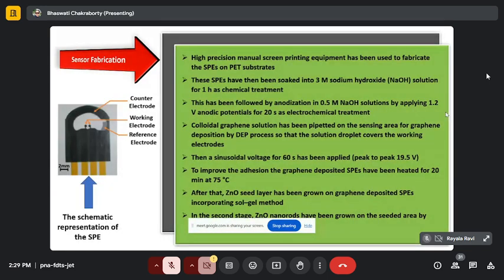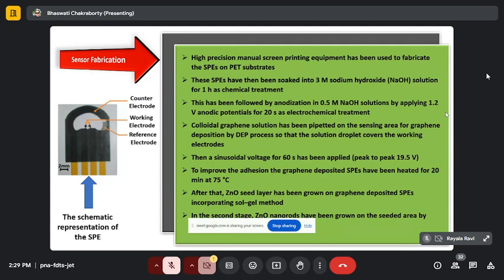For this purpose, we have used a screen printed electrode, where the working electrode, reference and counter electrode have been realized with the screen printing technique. Here the working electrode has been separated into two halves to provide 19.5 peak to peak voltage for 1 minute between them in order to realize the graphene.